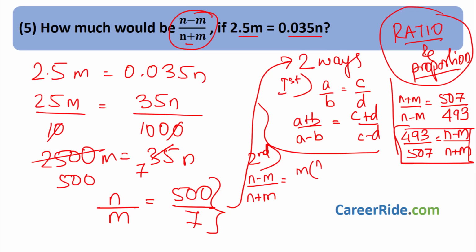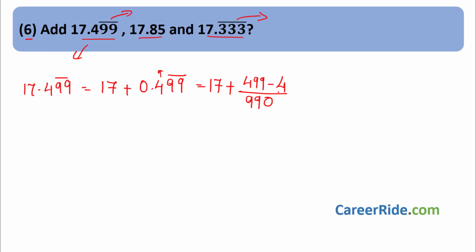There are two numbers below the bar, so there will be two nines. There is one number which does not have a bar, so there will be 1 0. It would be 499 would be numerator, minus there is one number. What is the number? 4, which does not have a bar on it. So answer would be 17 plus 495 divided by 990, that is nothing but 17 plus, this is 1 by 2, that is 0.5, so 17.5, okay.